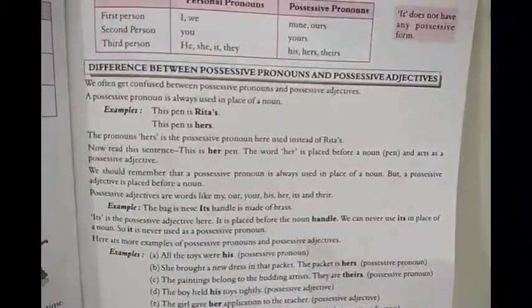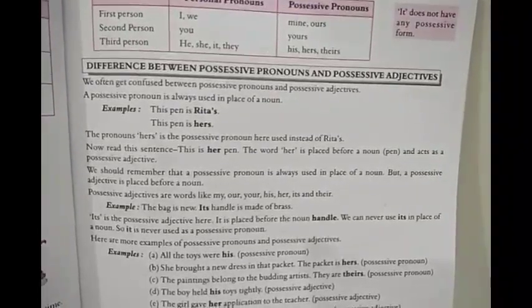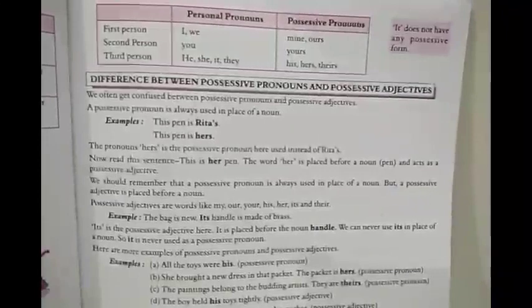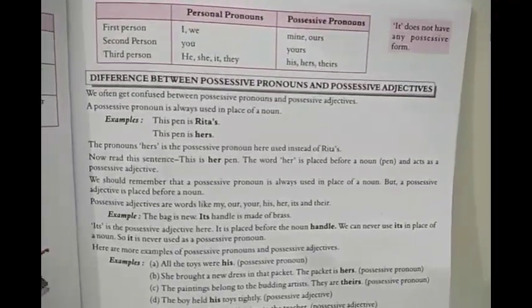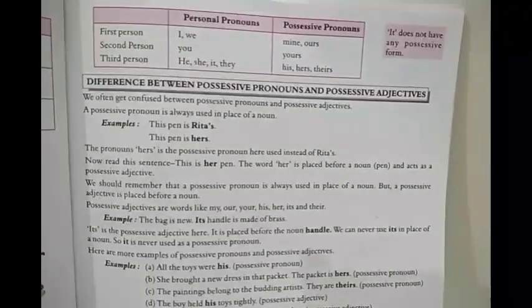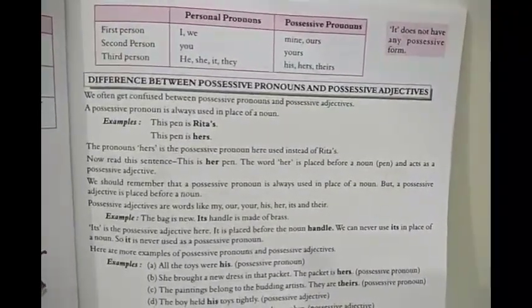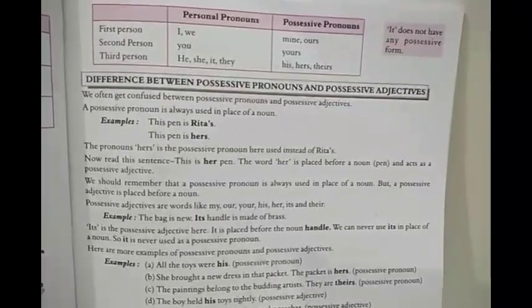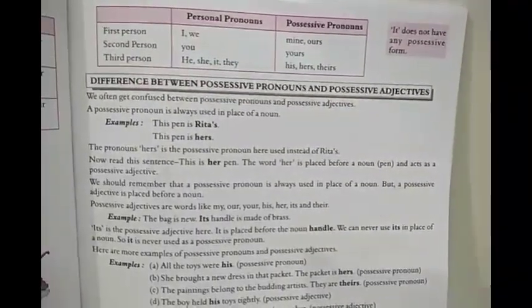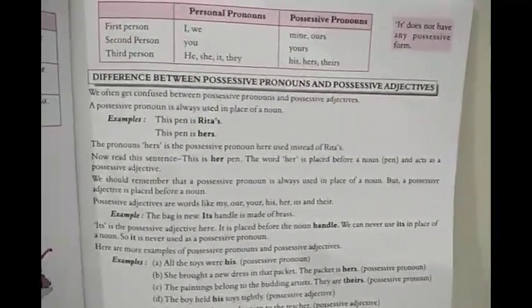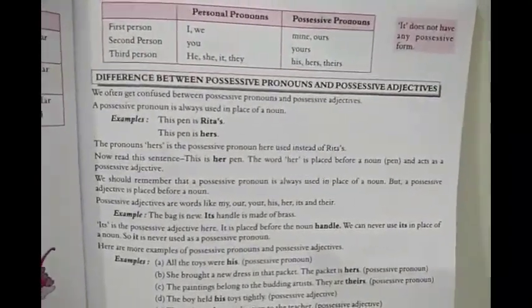But then if I say, the boy held his toys tightly. Okay. Now here "his", this pronoun "his" is placed before the noun "toys". So in this sentence it is enhancing, it is describing the word "toys". So therefore here it will not be a possessive pronoun, but it will act as a possessive adjective. So this is the difference between possessive pronoun and possessive adjective.